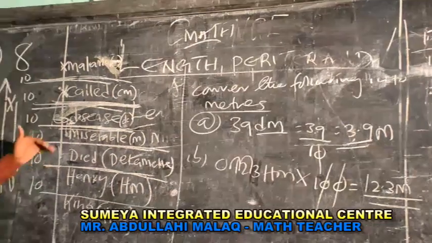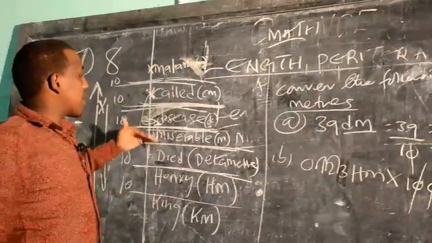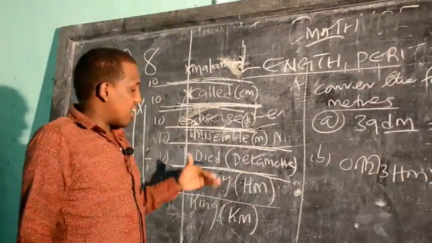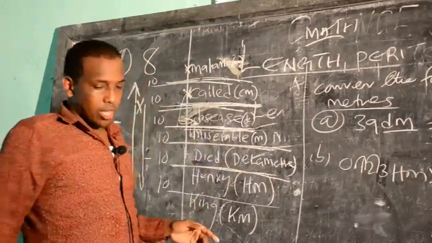The most important thing is to cram this mnemonic. King Henry died miserable disease called malaria. Going up we multiply, coming down we divide. The difference between every 2 units is 10.